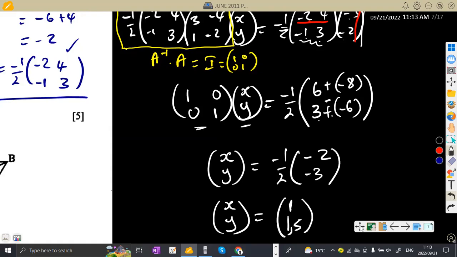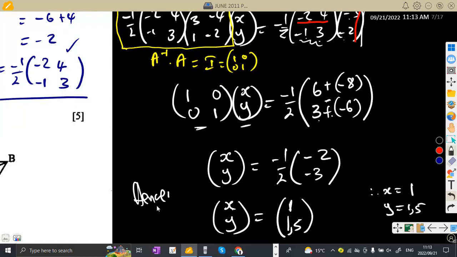All right, so that will be the condition. So what does it mean? It means, therefore, our x corresponds with 1. So x is equal to 1. y corresponds with 1.5. So this was your hence method. The hence is a continuation from what you are given. Otherwise, it means you can use any method of your choice.